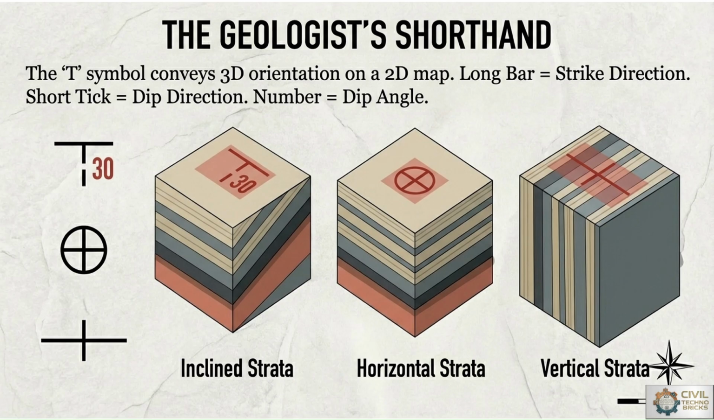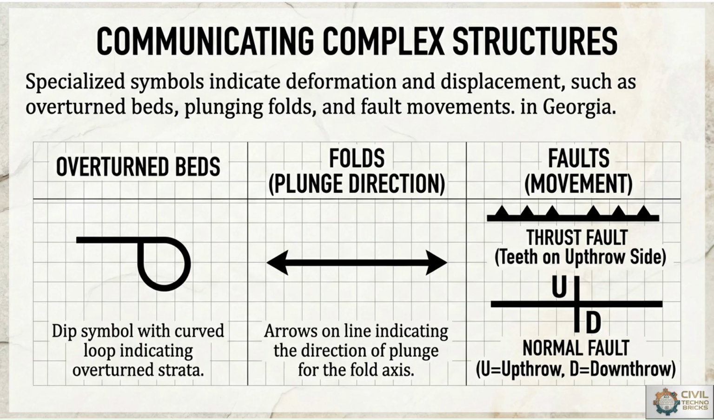These symbols allow engineers and geologists to quickly interpret geological structures and understand the subsurface conditions during engineering investigations, which are most useful for site selection criteria for any massive construction activities. So here the long bar is equal to strike direction and the short tick is equal to dip direction, where the number is equal to dip angle.